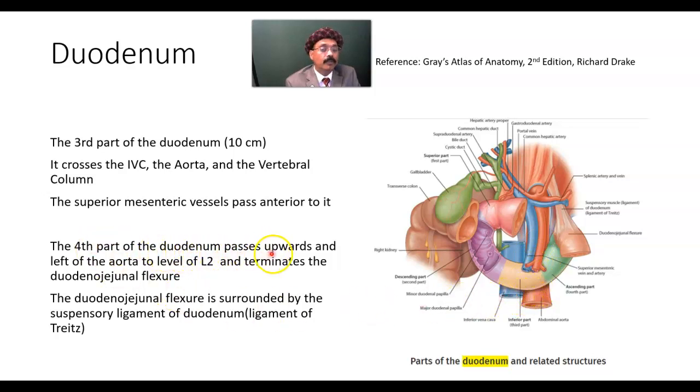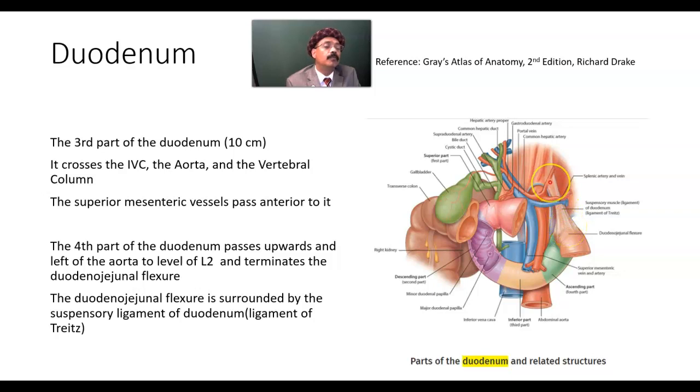The fourth part of the duodenum passes upwards and to the left of the aorta, to the level of lumbar vertebra 3, and terminates at the duodenojejunal junction. This is the duodenojejunal junction. It is surrounded by the suspensory ligament of the duodenum, also called the ligament of Treitz. This is the ligament of Treitz or suspensory muscle.